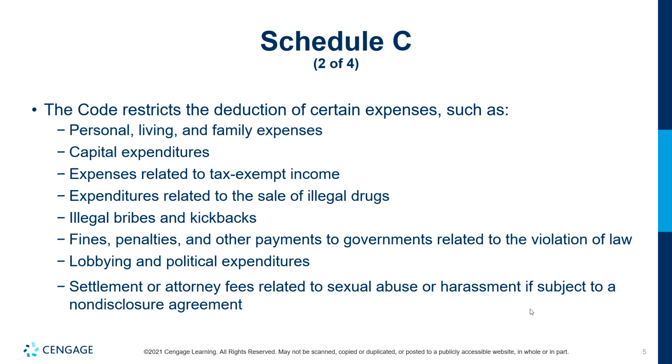Expenditures related to the sale of illegal drugs. Yeah, you still have to report illegal activities as income, but you cannot take the expenses against it. Illegal bribes and kickbacks. Kind of want to see someone trying to deduct that. That's interesting. I want to deduct the bribe that I gave this person.